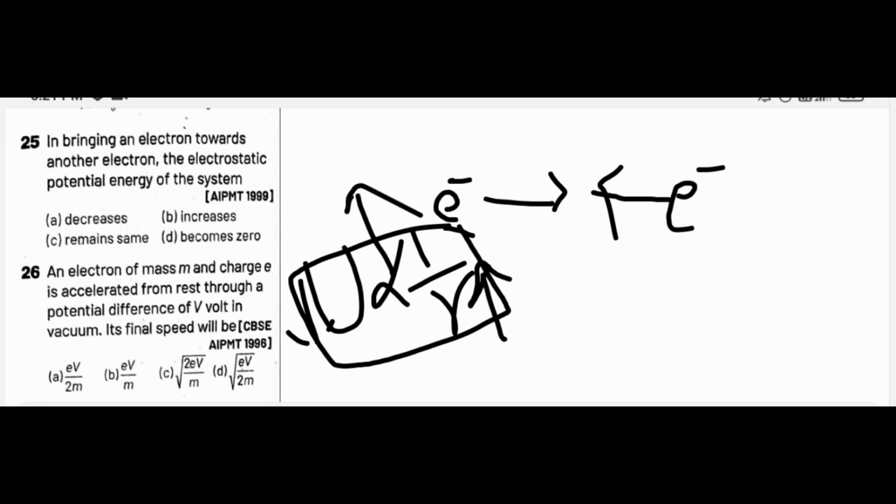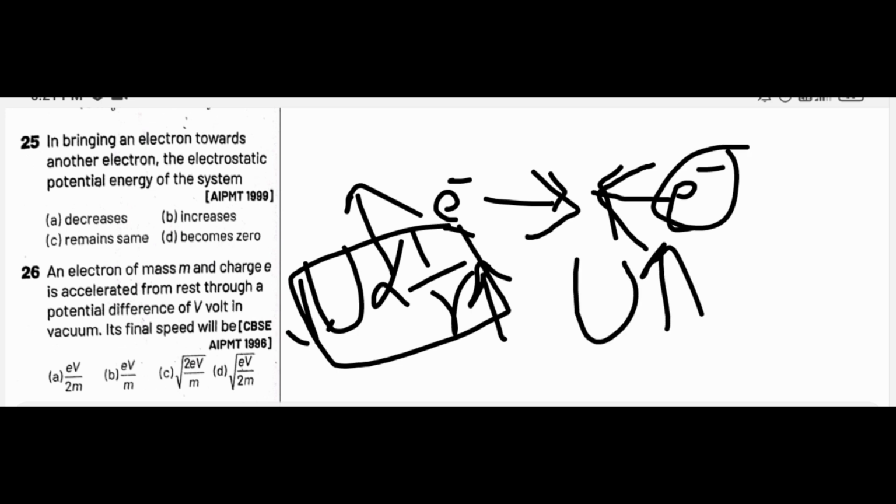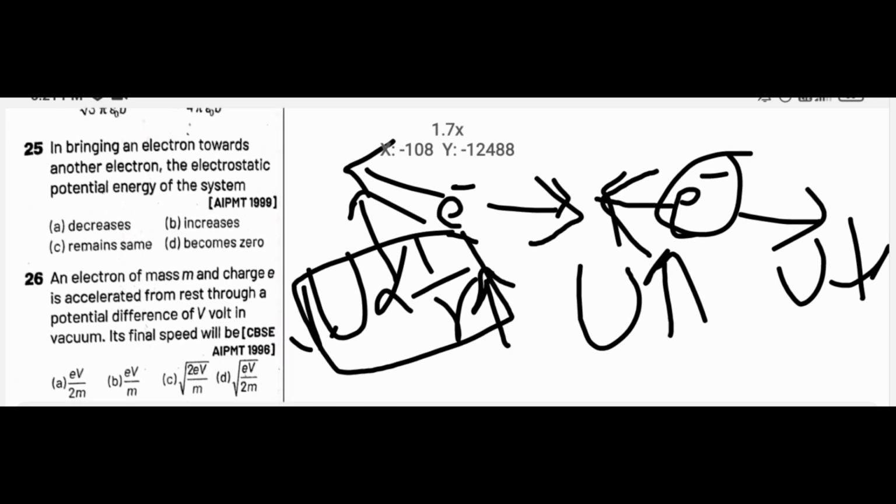Here they are talking about decreasing the distance between them, so potential energy is going to increase. If these two charges are going away from each other, the distance between them increases and potential energy would have decreased. So just remember the basics: potential energy is inversely proportional to the distance between two charges. If the distance between them decreases, potential energy is going to increase.